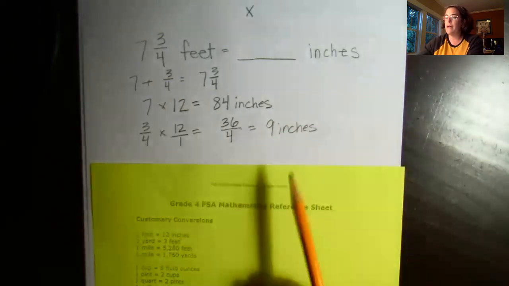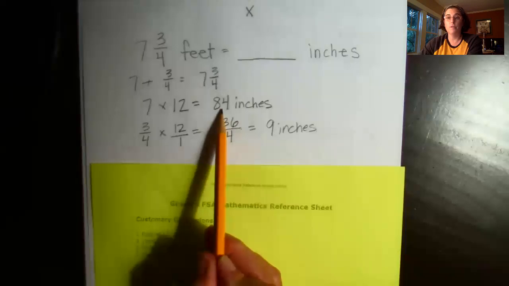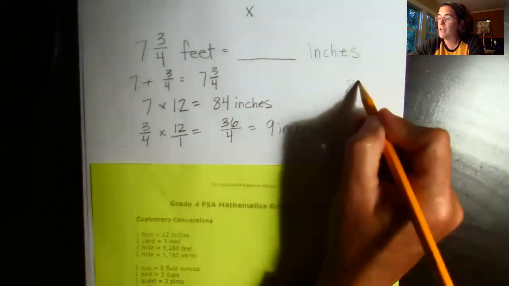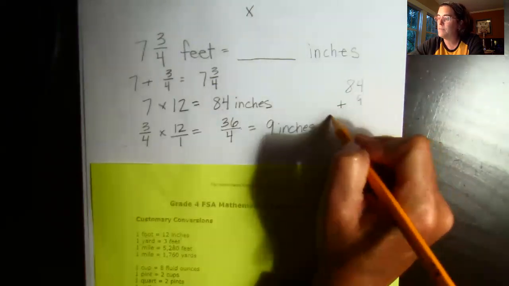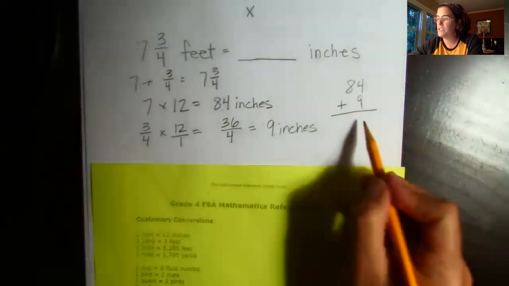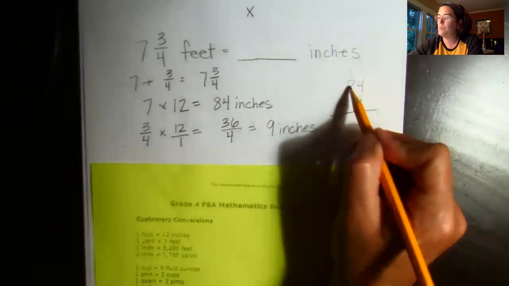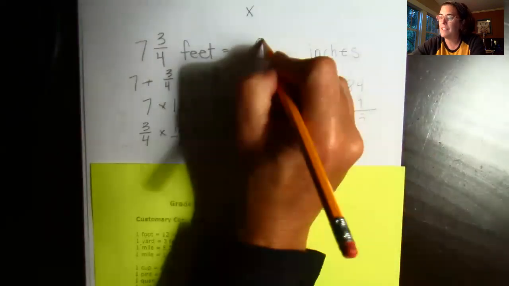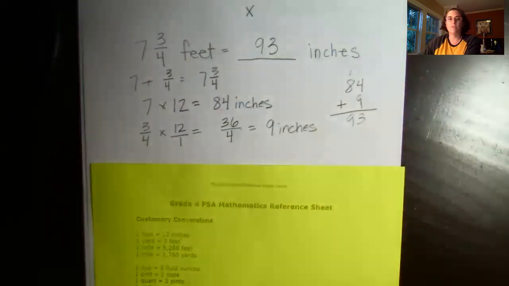So now I have my whole number part and my fraction part, and I need to add them together. So over here to this side, I'm going to add 84 plus 9. 4 plus 9 is 13. Carry the 1. 8 plus 1 is 9. So now I have 93 inches.